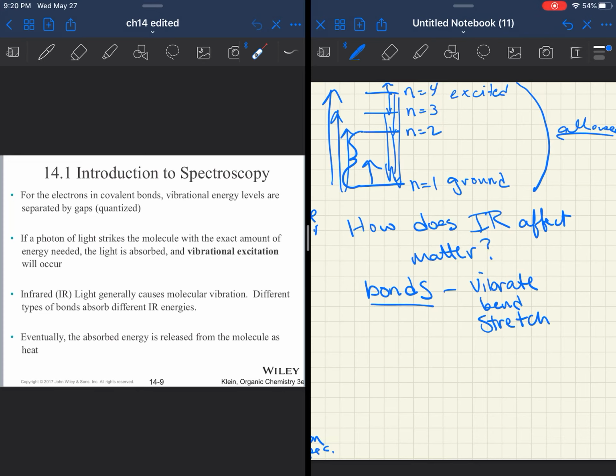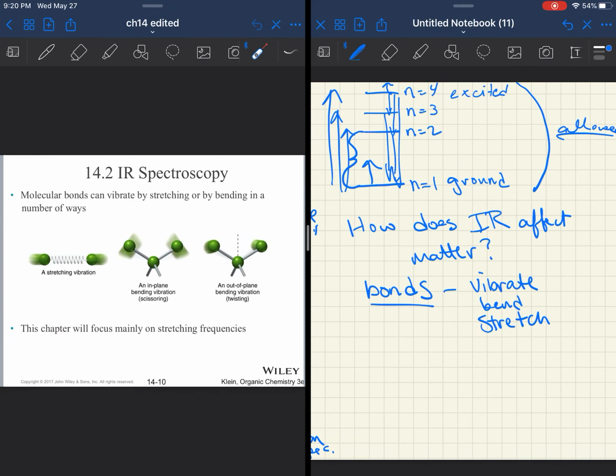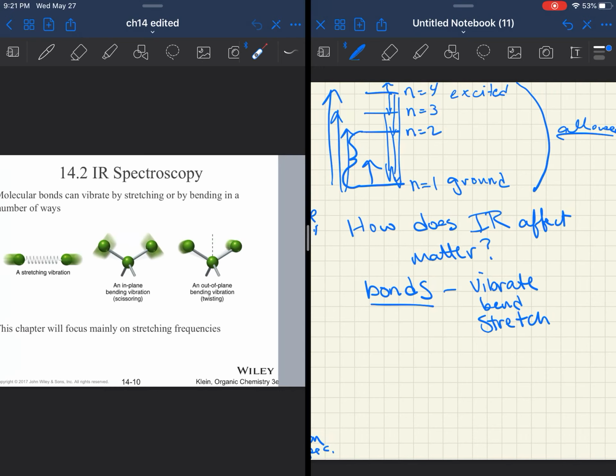It will then eventually release that radiation as heat. Right? IR is what we experience as heat. These are just some of the ways that the bonds can be affected. You have this sort of lengthwise stretching. You have this bending vibration where they're moving in towards one another. And you have this twisting vibration where one's twisting towards us, the other's twisting away. We are mostly going to be looking at stretching frequencies. That's not terribly important right now.